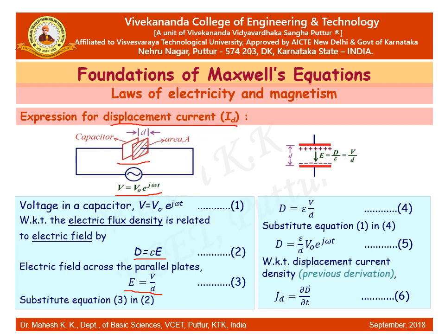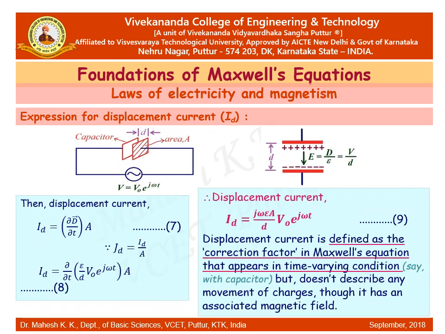So now these are equations 1, 2 and 3. Now let us substitute 3 in 2. That means we are going to get an expression for D in terms of epsilon V by d. And substituting 1 in that, D can be written by substituting for V in terms of V0 e to the power j omega t. Let it be equation 5. And from the previous derivation, we know displacement current density JD is equal to dou D by dou t. That is equation 6.